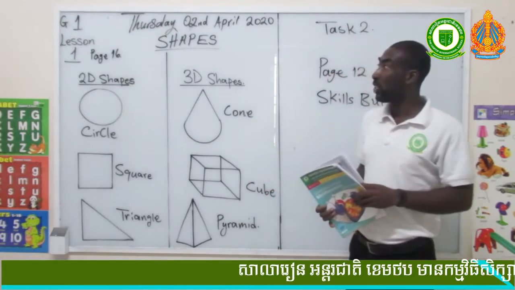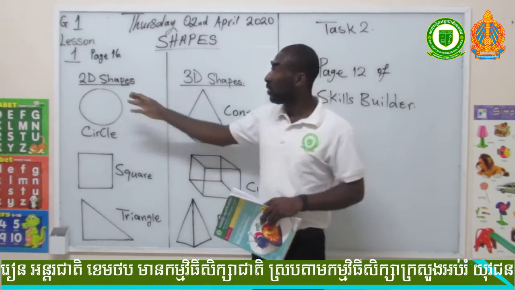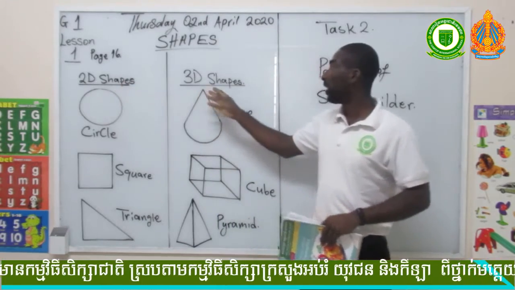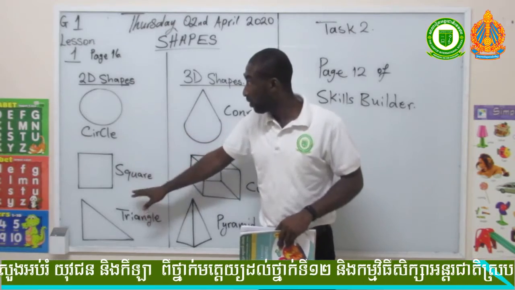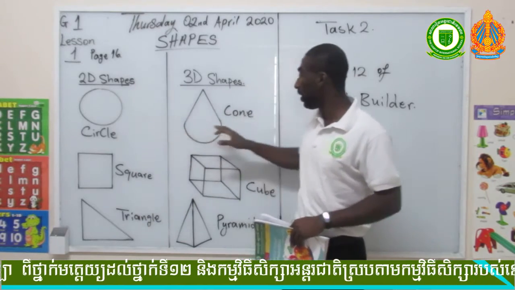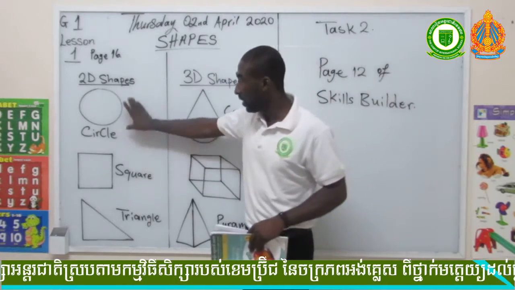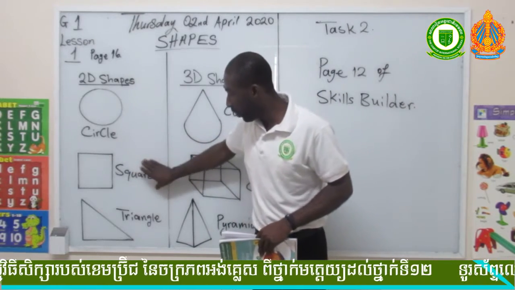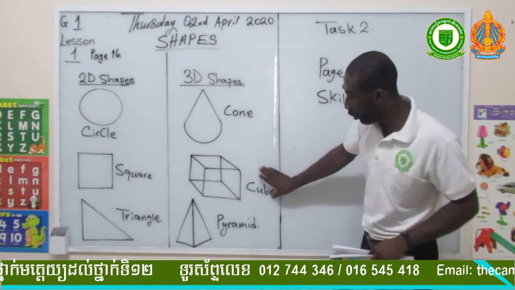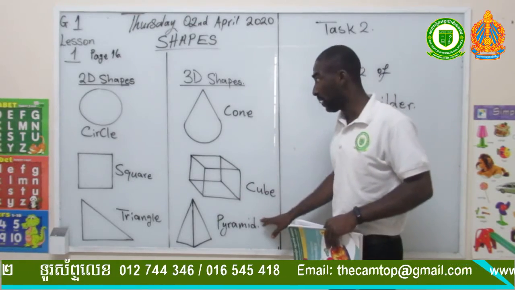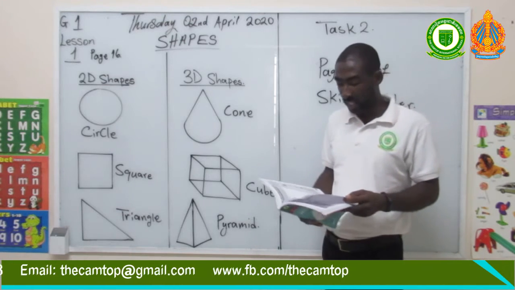Our lesson today has been on shapes. We are looking at 2D shapes and then 3D shapes. These are 3 examples of 2D shapes, and then these are 3 examples of 3D shapes. This is a circle, this is a square and a triangle, a cone, a cube, and a pyramid, okay? So I hope you remember and you don't forget about it.